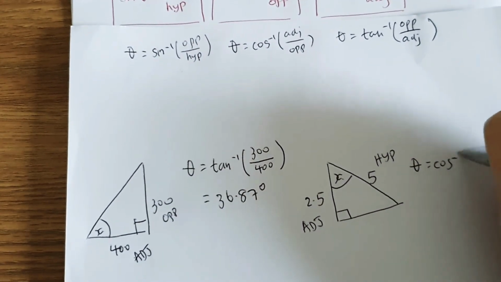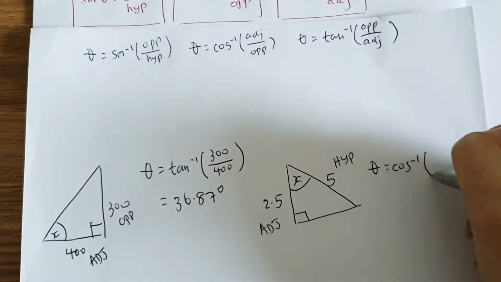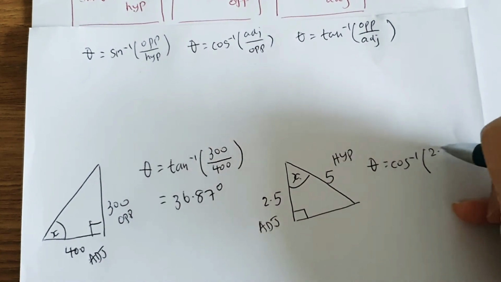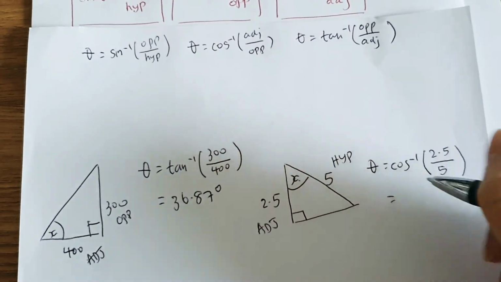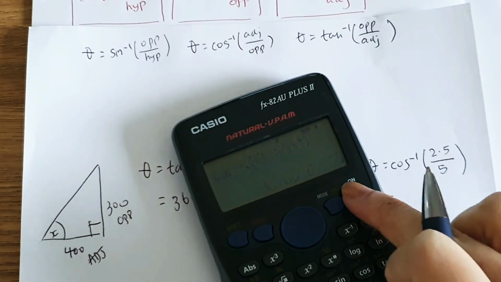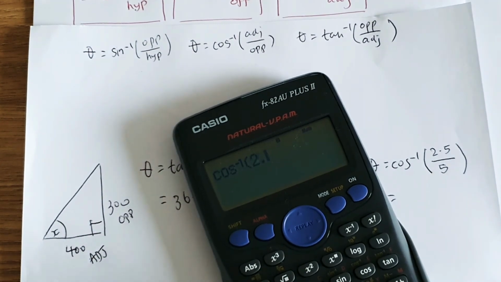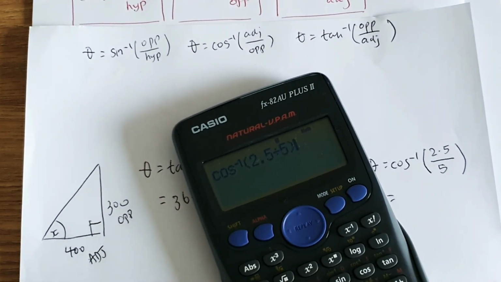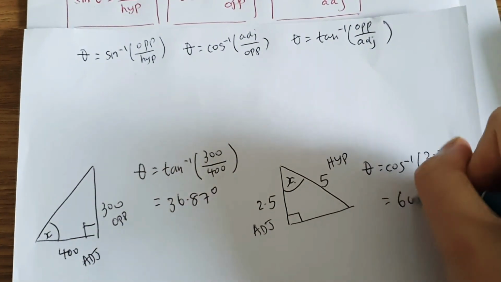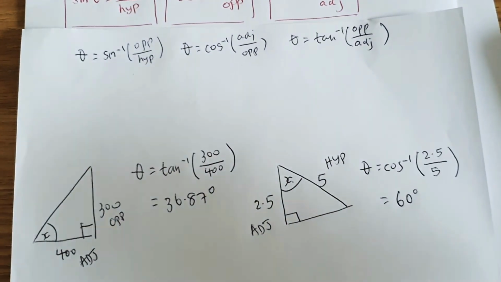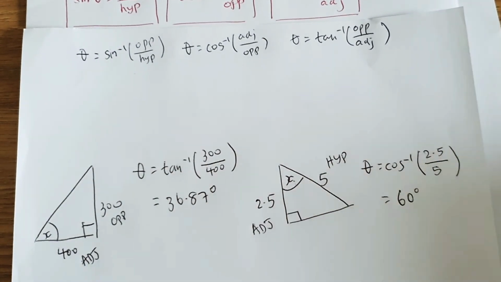So it's inverse cos, then open my bracket, adjacent is 2.5, hypotenuse is 5, close bracket, and all I do is type that into the calculator. So shift, it gives me the inverse of cosine, 2.5 divided by 5, close brackets, and I get 60. So 60, what exactly? 60 degrees, because I'm looking for the angle in a right angle triangle. And that's how you do it.